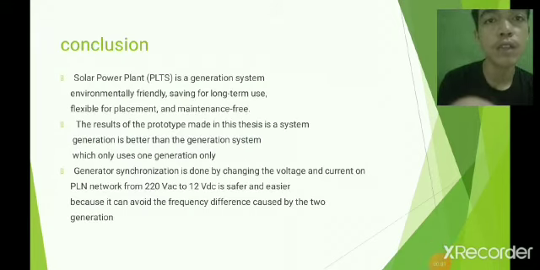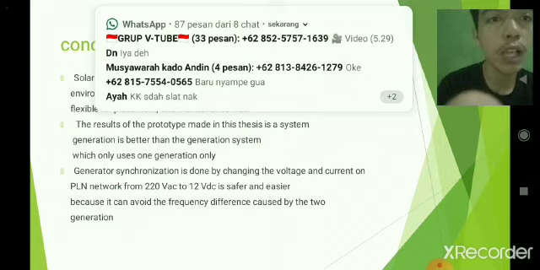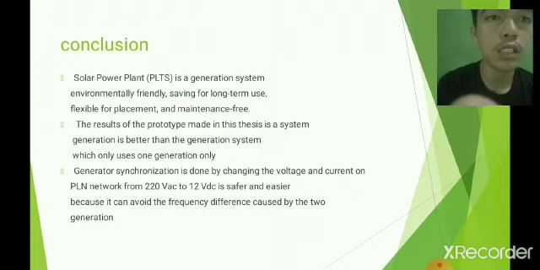Conclusion. The first, the solar power plant PLTS is an environmentally friendly generation system, saving for the long term, flexible for placement, and maintenance free. The second, the prototype made in this work is a generation system that is better than a generation system with only assist on generation only.